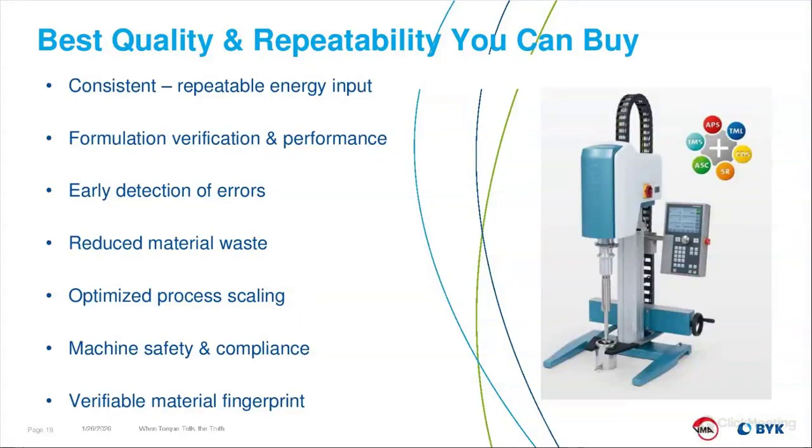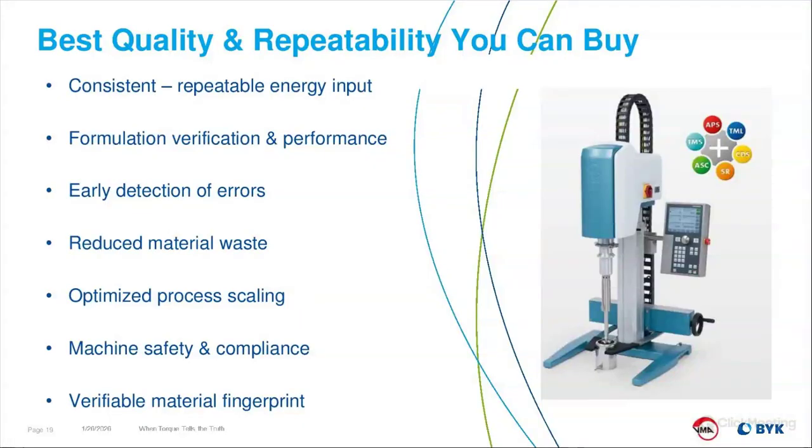So being able to have an operator call up a recipe for whatever the product may be, and just basically hit go and have it repeat the same process over and over and over again. That's only going to make your products more efficient and more cost effective. You get early detection of errors, right? So the machines will tell you if something's off. This will lead to reduced material waste, which lowers your costs and increases your profitability.